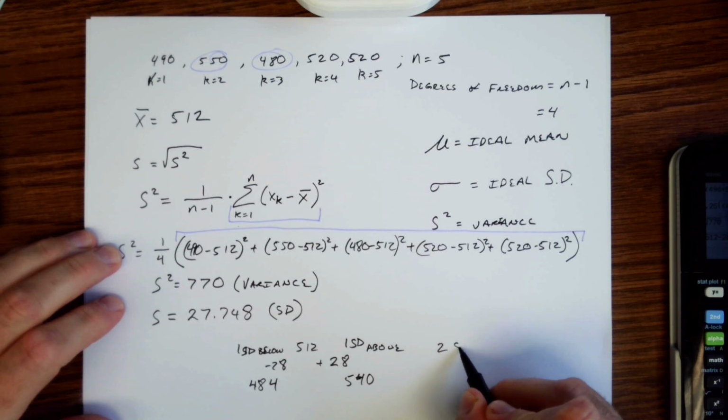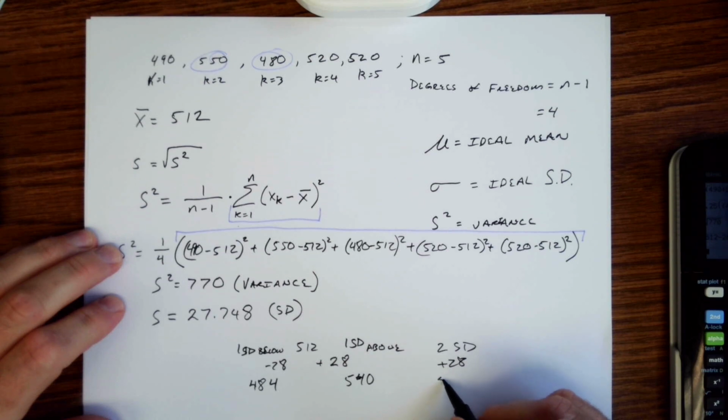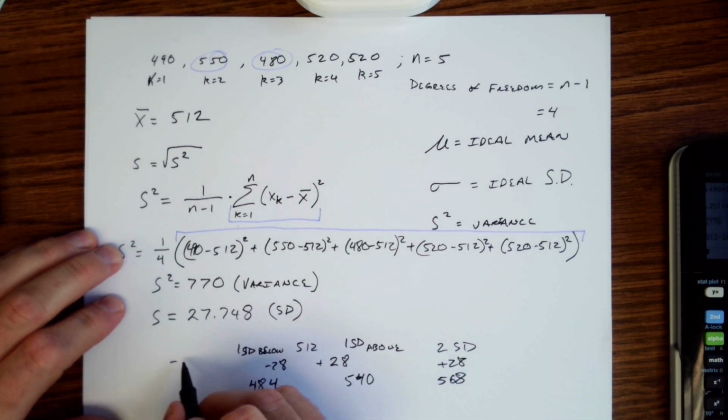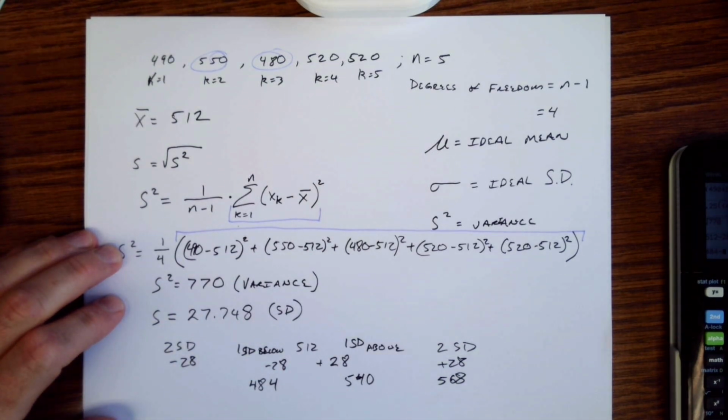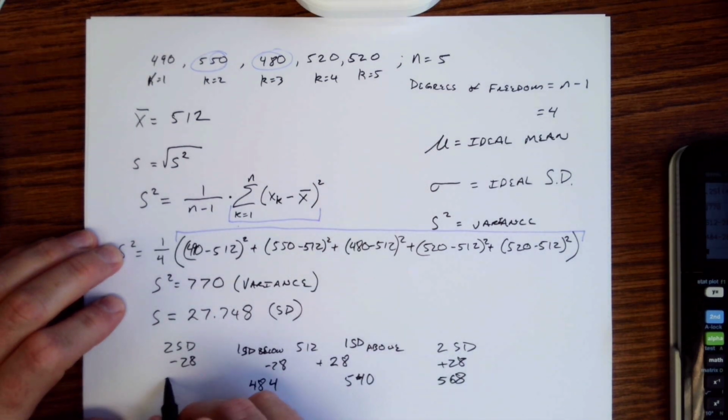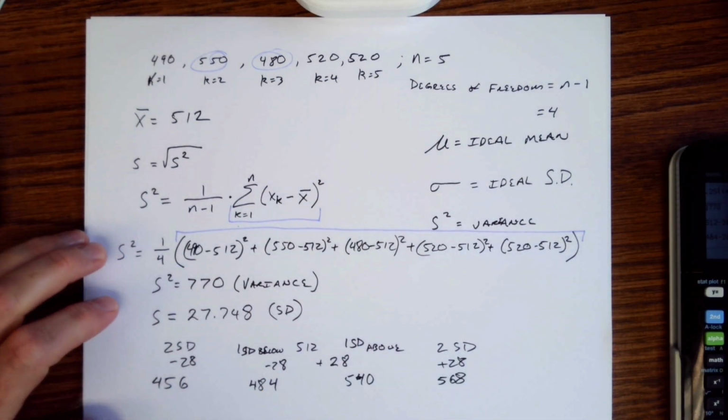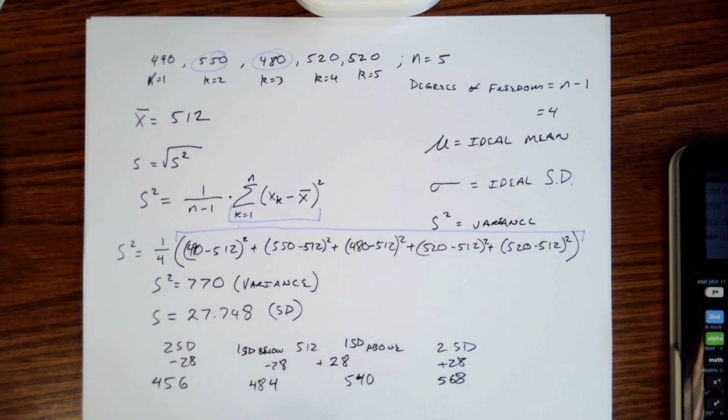So two standard deviations above would be plus 28 a second time, which takes us up to 568. And two standard deviations below would take us down to 484 minus 28, which would be 456, at which point all of our data is contained within two standard deviations of the mean, which means that our data set is fairly close to itself.